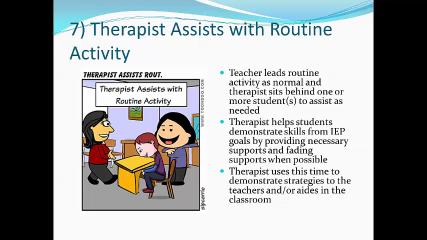So you may have to arrange the students so that they are in a row or next to each other, if you have more than one student to work with. Then the therapist is going to help the students demonstrate skills from their IEP goals by providing necessary supports and fading those supports when possible.